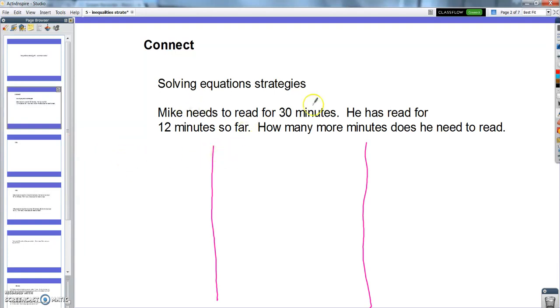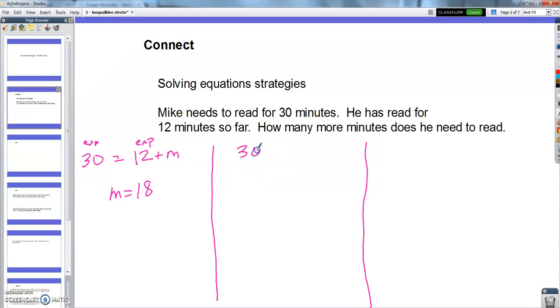So we set our equation up in a situation kind of like this. The total time was 30 minutes, and that's my first expression. And it's equal to another expression, which is the 12 minutes he's read so far, and however many minutes he has left. I'll call that M. And we set up like that. So our first strategy was common sense. It was just to say, well, I can look at this and I just know what that has to be. 12 plus 18 equals 30. Easy enough. So that was one strategy we used.